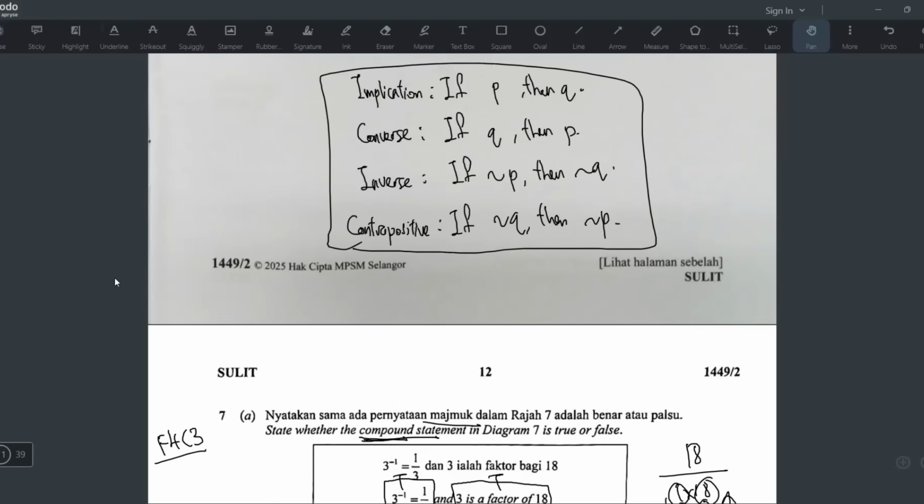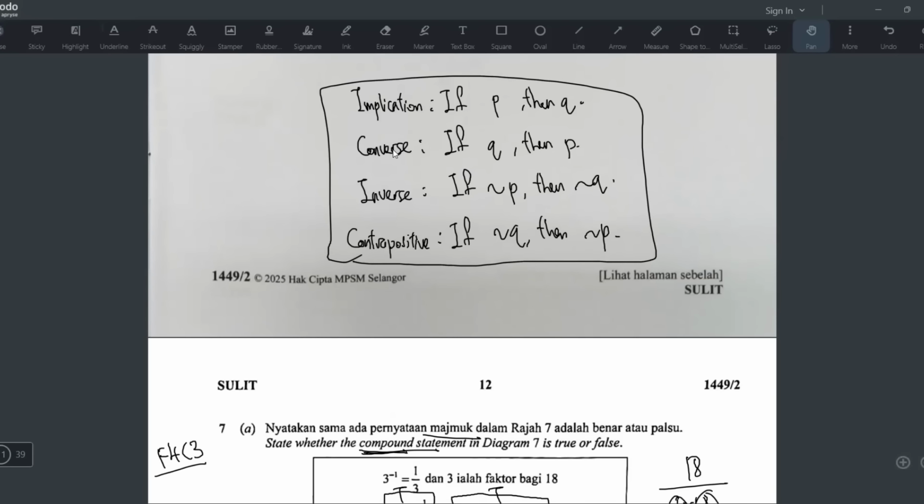Alright, so one more time. If converse, take your P and Q, tukar tempat. If inverse, don't tukar tempat but do negation. If not P, then not Q. This is the meaning of doing negation. And then contrapositive, you have to tukar tempat and then do negation. So if not Q, then not P.